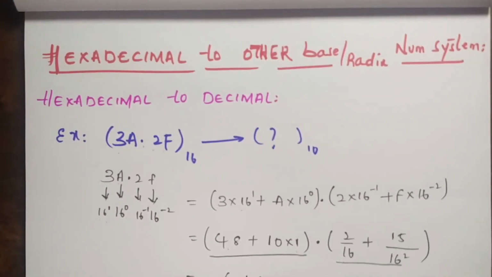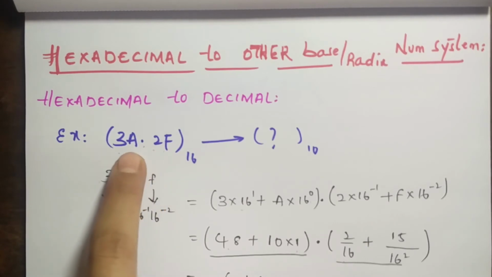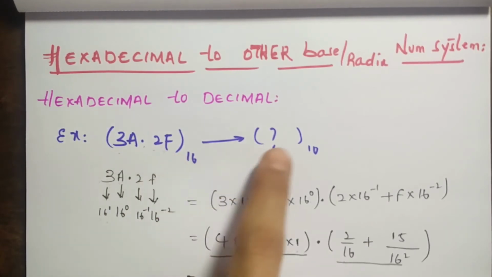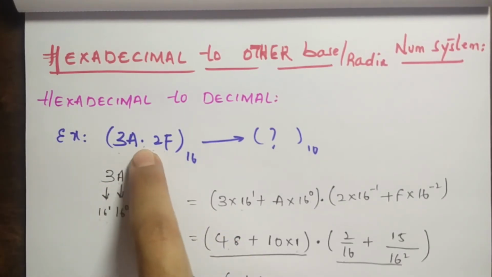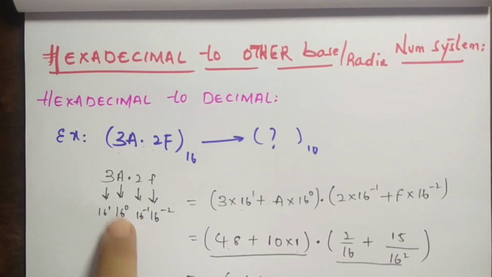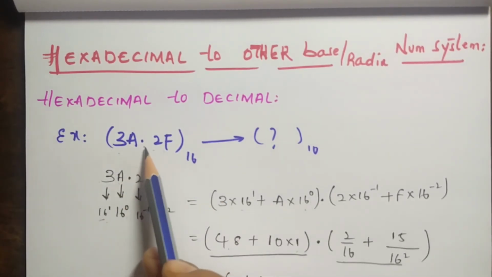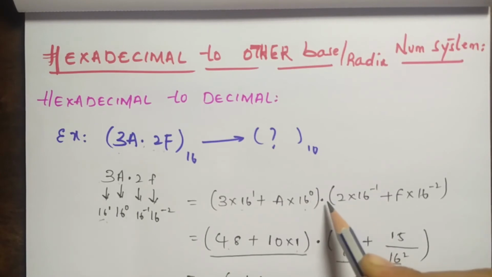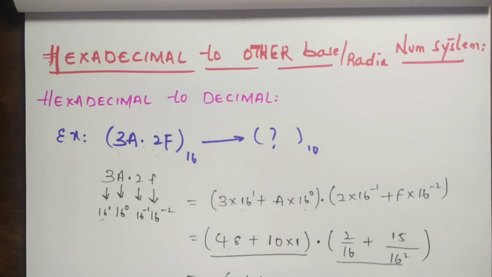Let us see our conversions from hexadecimal to other base or radix systems. Hexadecimal to decimal. I took the example 3A.2F in hexadecimal. Now you have to convert it into decimal. Just do the sum of products of each digit with its respective positional weight. A carries a positional weight of 16 power 0. So just multiply them: A into 16 power 0 plus 3 into 16 power 1 plus, put a point, 2 into 16 power minus 1 plus F into 16 power minus 2.